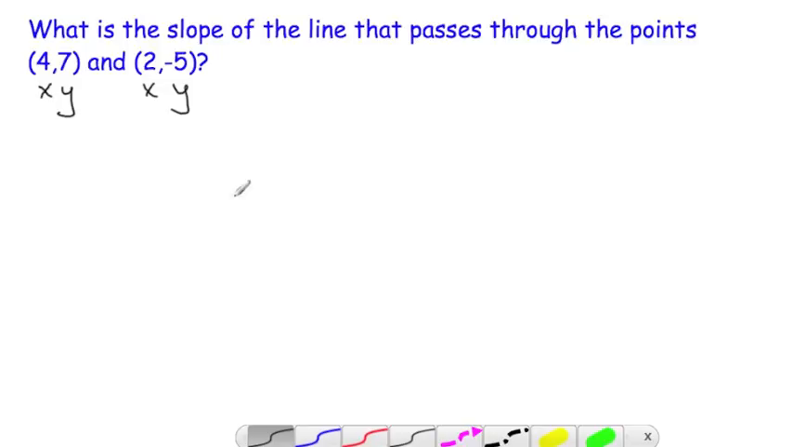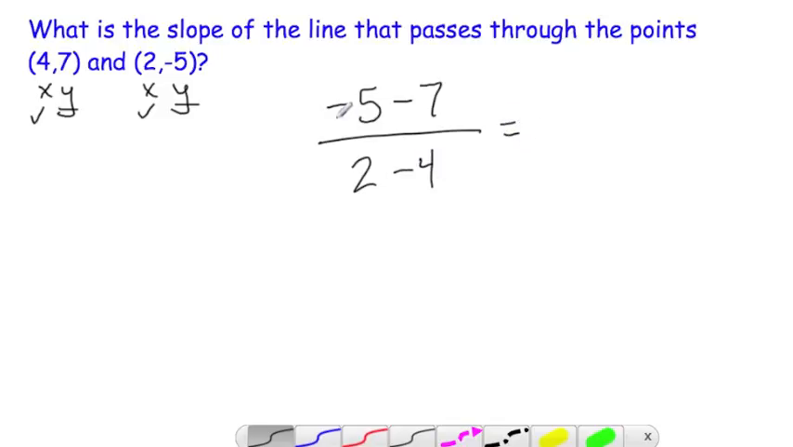The first thing I did was Y subtract Y, negative 5 minus 7. And then I did X subtract X, 2 minus 4. Negative 5 minus 7, negative 12. 2 minus 4, negative 2. Negative over negative, positive. 12 over 2 becomes 6 over 1. Ridiculously easy.